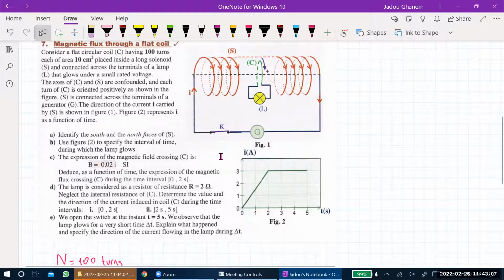Within one message. Can you repeat the question? Yes, it's part A. Tell me where is the north and the south of the red solenoid, depending on the current that you can see here. I'll wait for your answers.